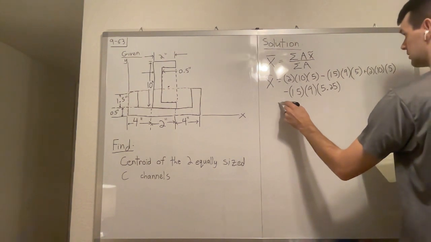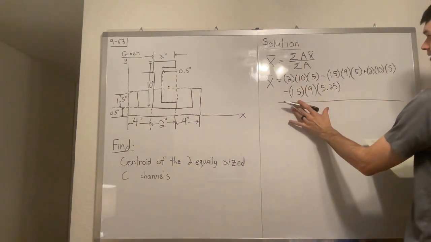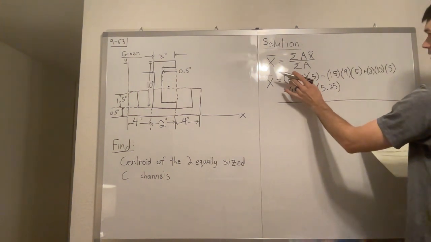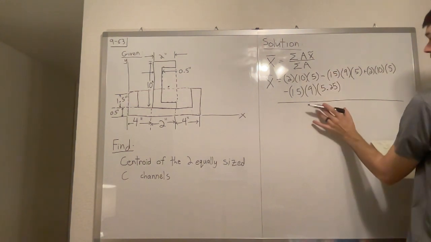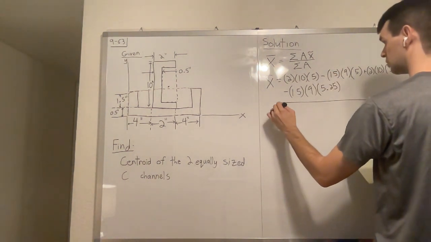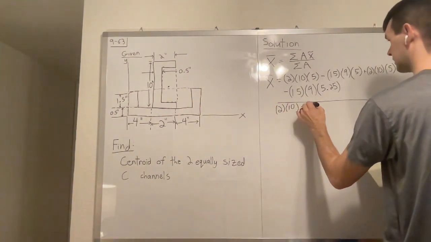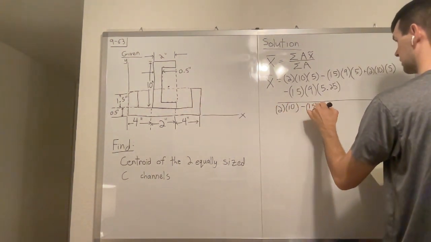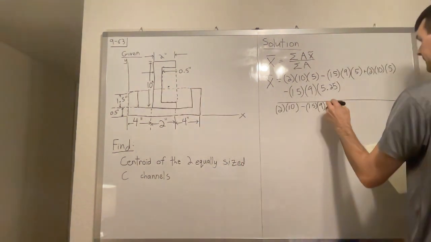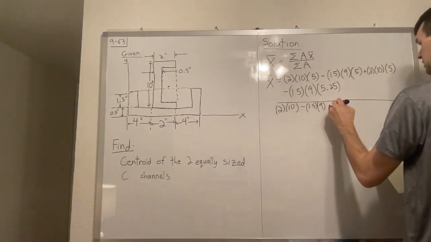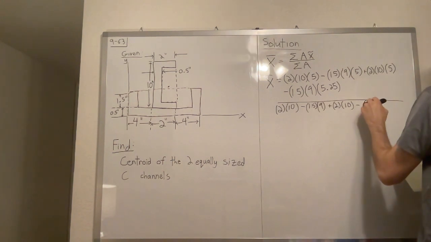And now we have to divide all of that by the sum of the areas. Now in the denominator, in the same places where we add, we'll add. In the same places where we subtract the shape, we'll subtract the area. So we'll say 2 times 10 for the big rectangle minus 1.5 times 9 for this piece that isn't actually there, plus 2 times 10 minus 1.5 times 9.